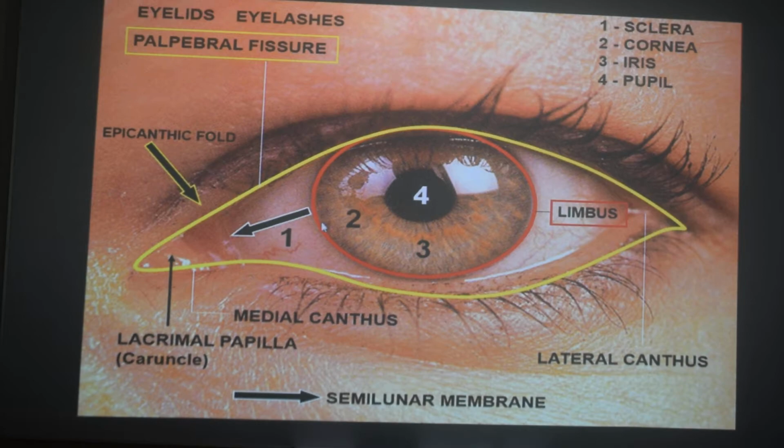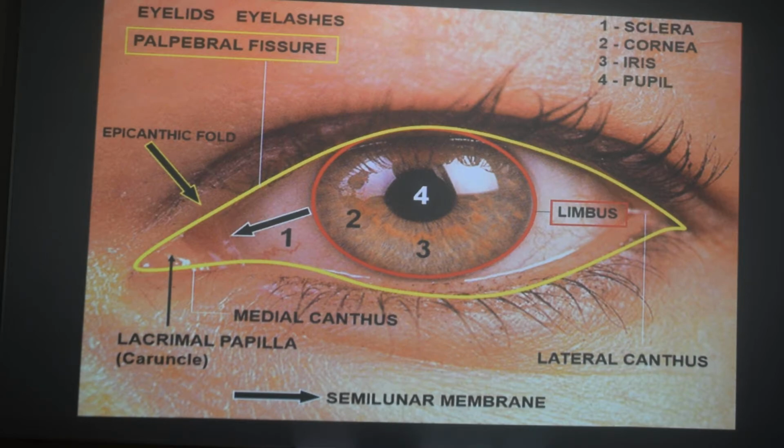So this convex area in front of the sclera is the cornea, and then behind the cornea there is a space, and that space is filled with fluid, the aqueous fluid, and then you have this diaphragm, which is a pigmented diaphragm you see, and that pigmented diaphragm is the iris, and within the iris there is a hole which is the pupil. So between iris and the cornea there is a space, and that space is called the anterior chamber of the eye, and this anterior chamber is filled up with the aqueous humor or aqueous fluid.